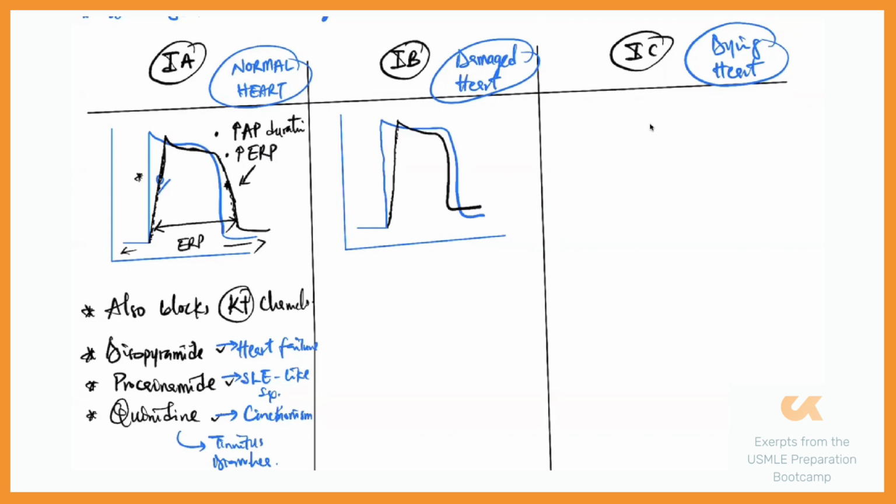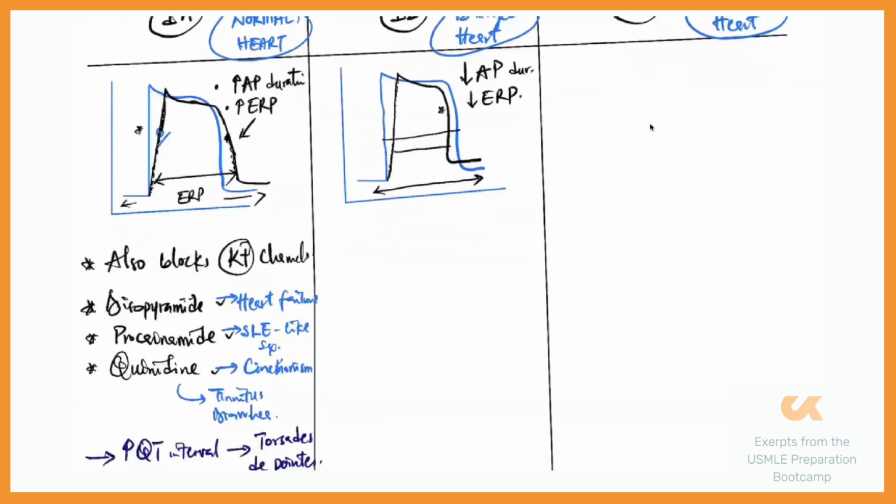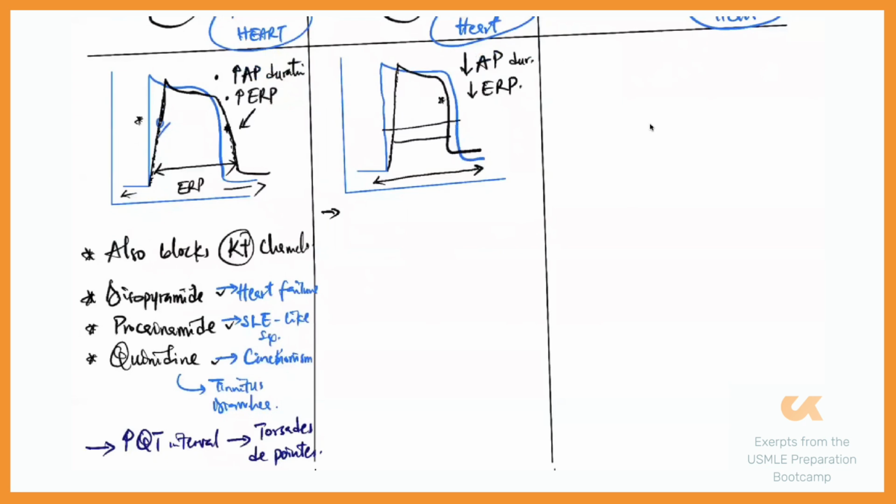Notice what's going on here. The action potential duration and effective refractory period are reduced. So class 1B drugs, this is shorter than the original. Class 1B drugs decrease the action potential duration and decrease the effective refractory period. You want to remember that. Basically, repolarization is occurring much earlier.